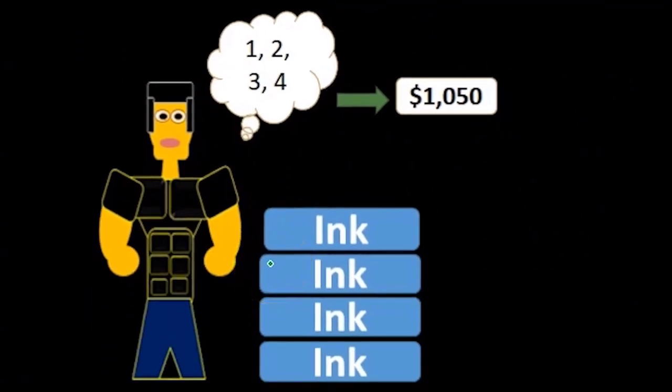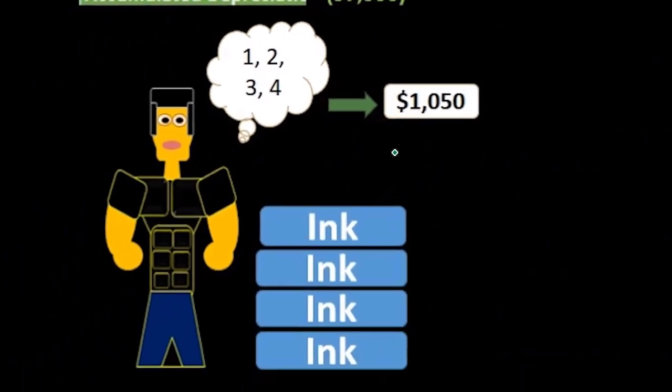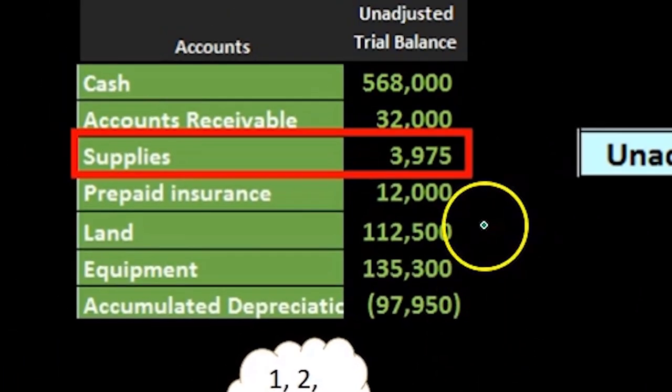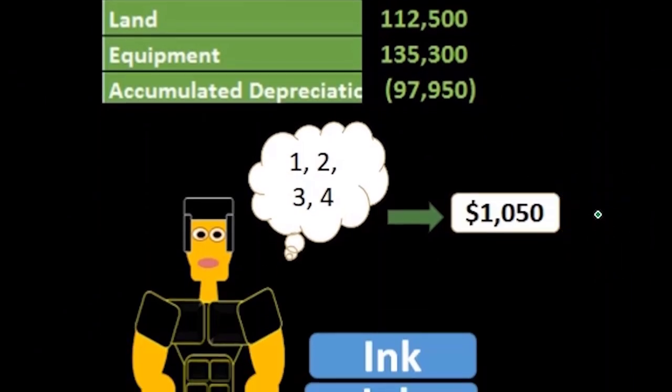Now note, we do have to convert the units to a dollar amount. So the dollar amount we're going to say is 1,050, although there are four units. Many times in textbooks, they'll just give you the dollar amount. They'll say the supplies at the end of the time period is going to be 1,050. What we need to know is what's on the unadjusted trial balance before the adjustment, and how do we get it to what the physical count was in terms of dollars, in this case, 1,050.